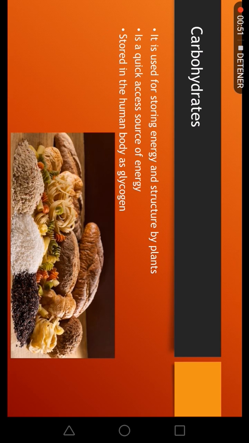Carbohydrates. It is used for storing energy and structure by plants. It is a quick access source of energy. It is stored in the human body as glycogen.